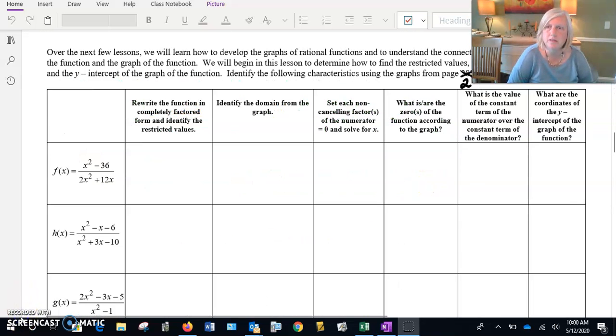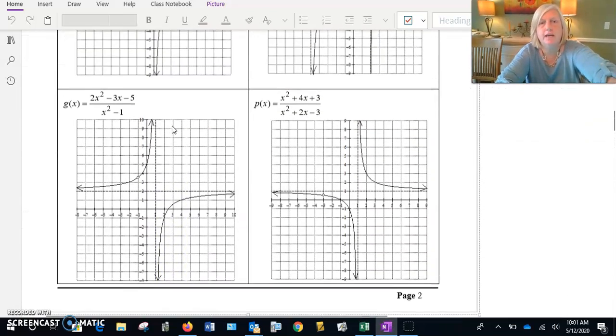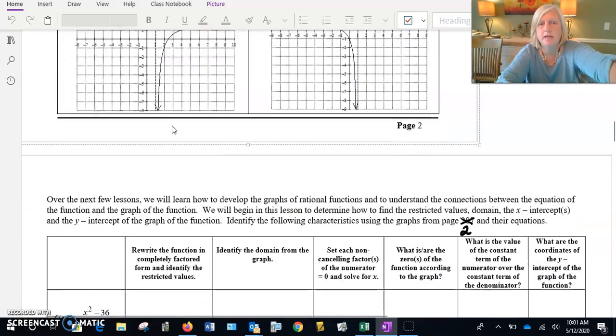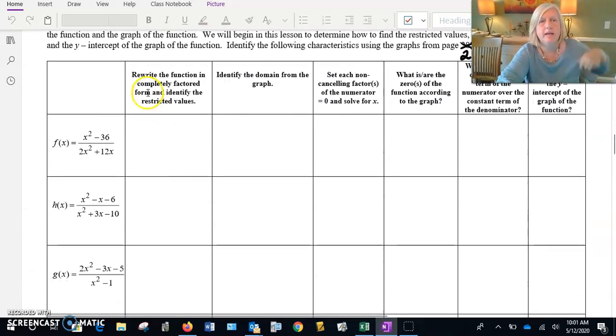All right, so to finish out this video, what I would like you to do is to go ahead and do this summary for us. So we're going to rewrite the function in its completely factored form. And these are referring to, I had the page number wrong on your sheet. I forgot to edit that. But I'm referring to the ones back here. So you do want to go ahead and rewrite the function in completely factored form.